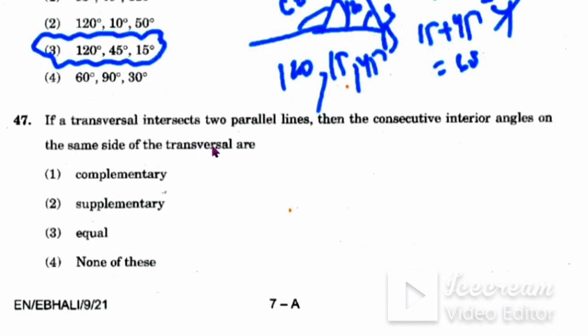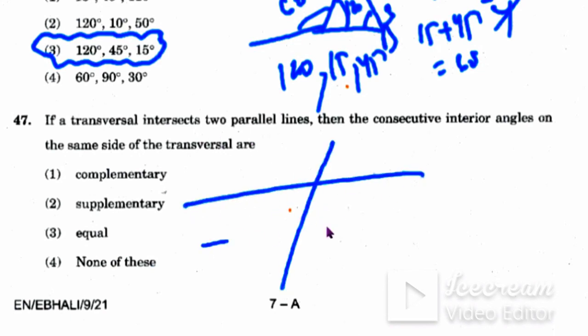If a transversal intersects 2 parallel lines, like this, then the consecutive interior angles on the same side of the transversal are. So interior angles are this. Okay. So consecutive in the same side. So this and this. So this will be not equal.